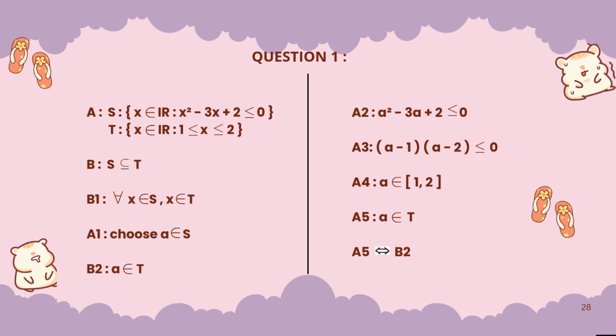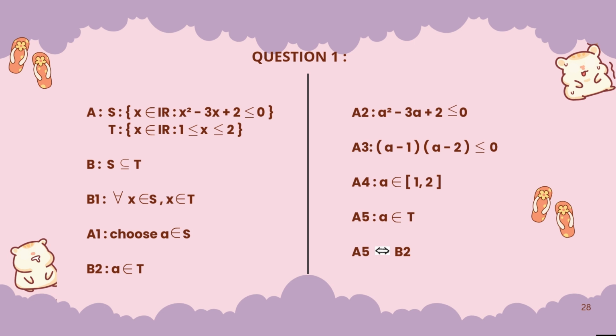In B1, we use the backward process and it becomes: for all x element of S, x is an element of T. In A1, we use the choose method because B1 contains the universal quantifier, which is "for all". So, in A1, we choose from S, and it becomes: choose a element of S. And in B2, a is an element of T.